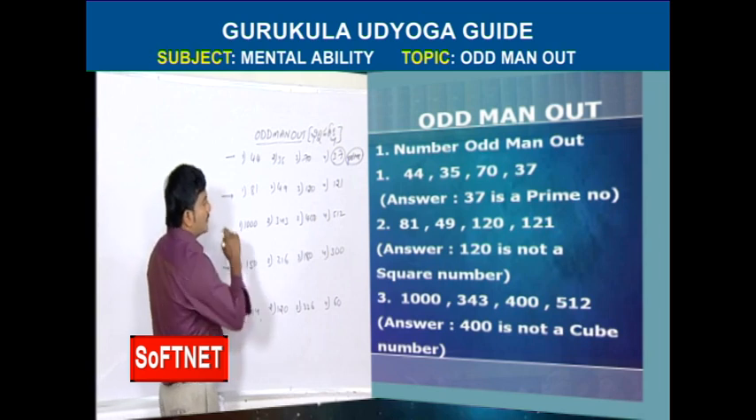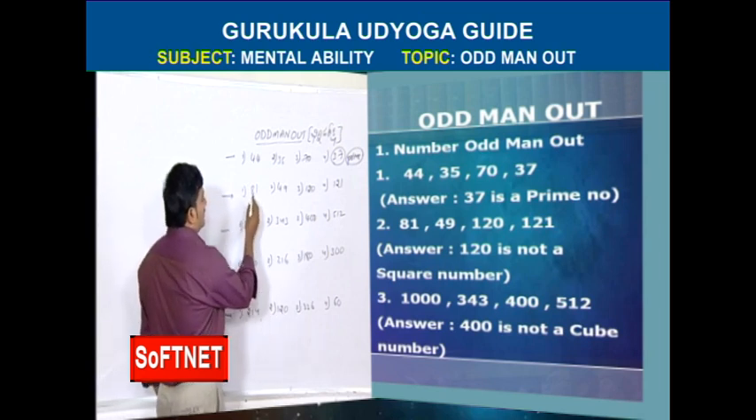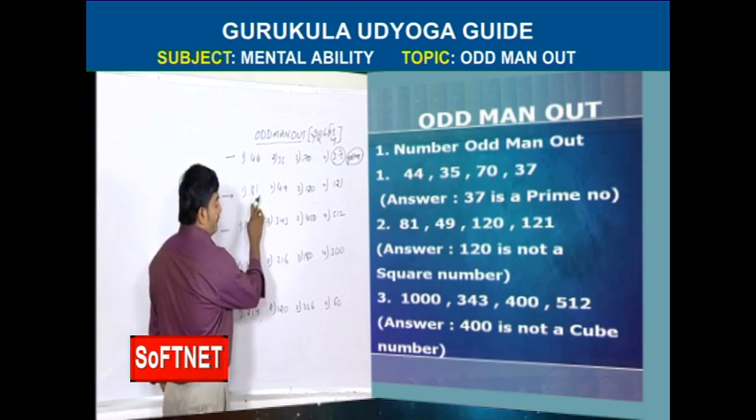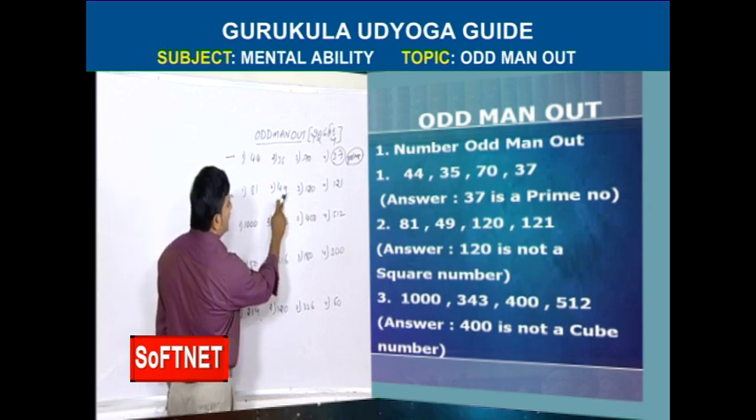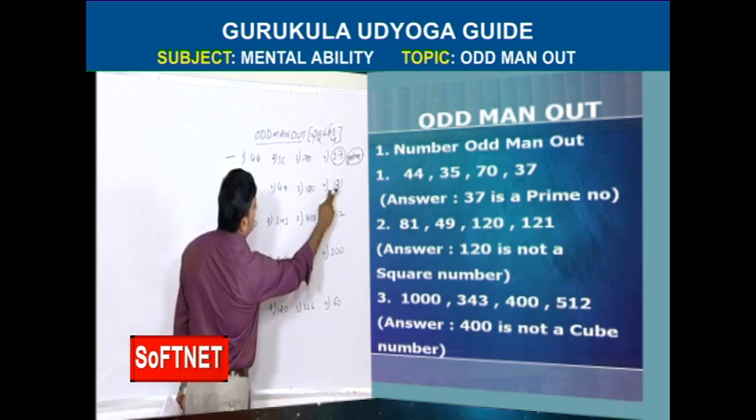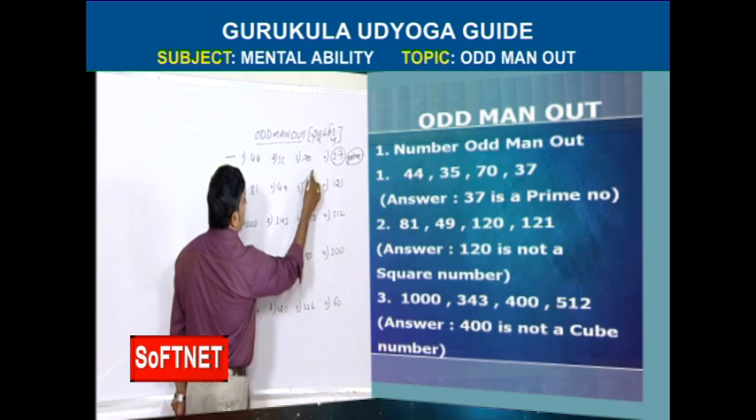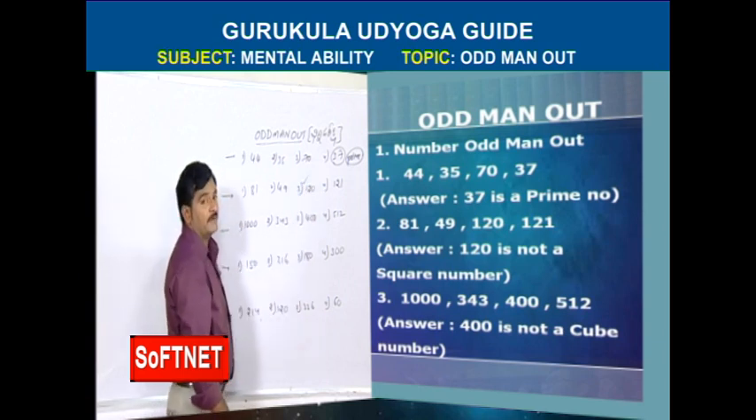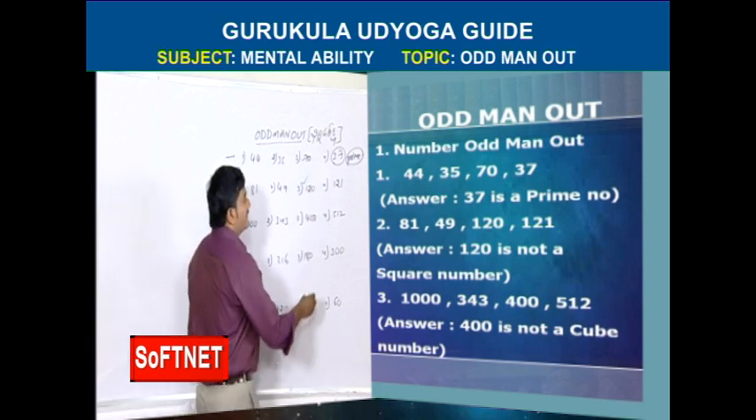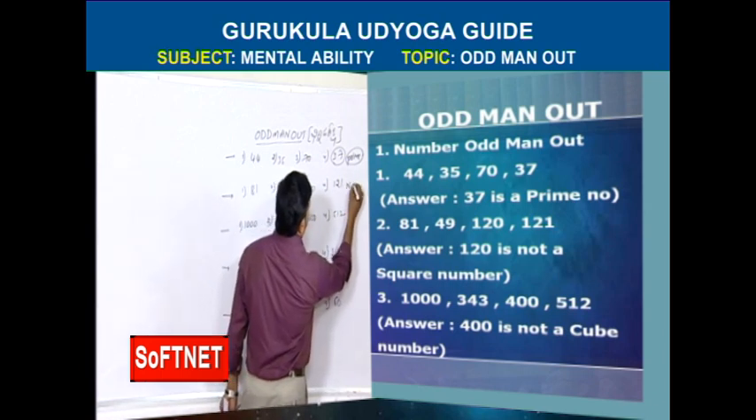Now the second question, it is very easy. 81 means 9 square, 49 means 7 square, 121 means 11 square. So what does it mean? These 3 are perfect squares, whereas 120 is not a perfect square. That's why the third one is the answer.